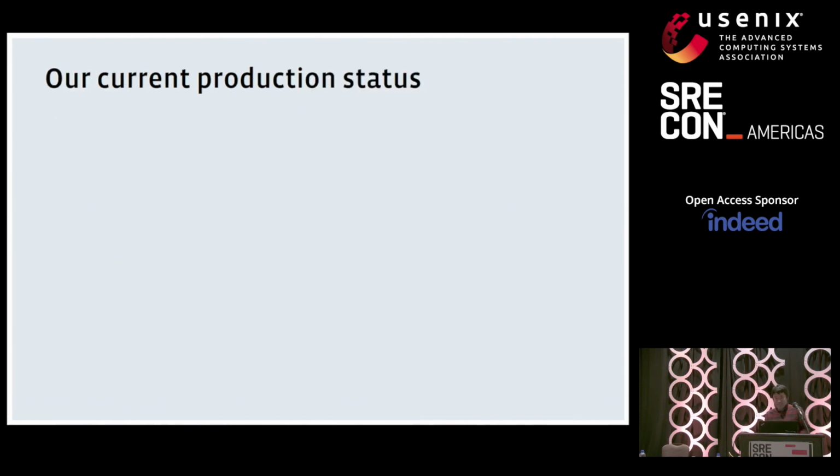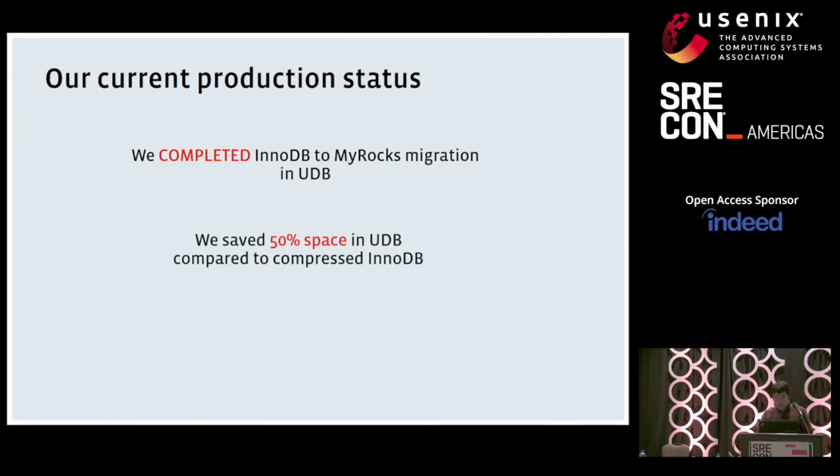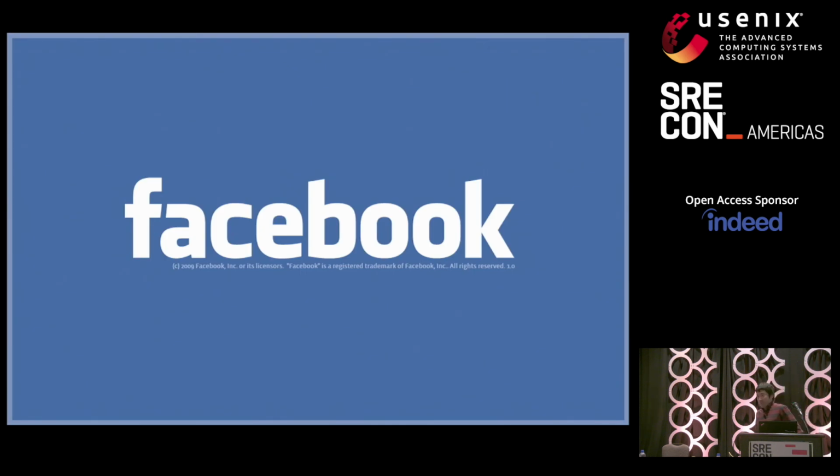So after these lessons, our current production status is that we completed the InnoDB to MyRocks migration in our main user database. We could save space by 50% in UDB compared to compressed InnoDB. And we started migrating other database tiers. The user database, UDB, is by far the largest database at Facebook, but there are several other databases, so we started migrating them. Hopefully I can share more interesting stories after that. Thank you. That's all.